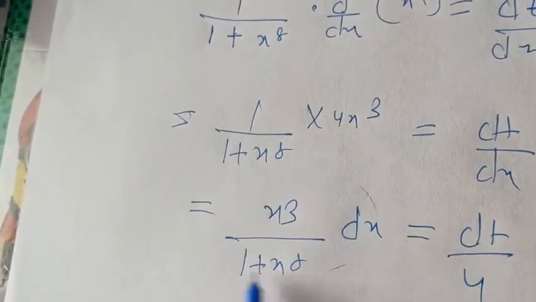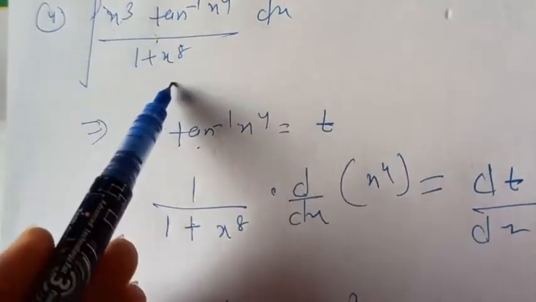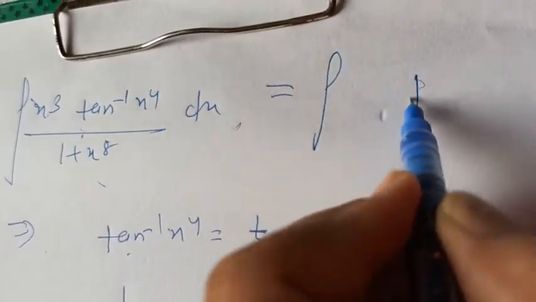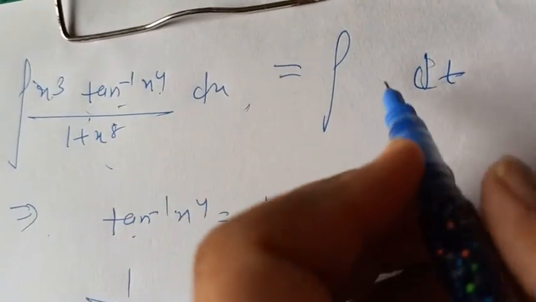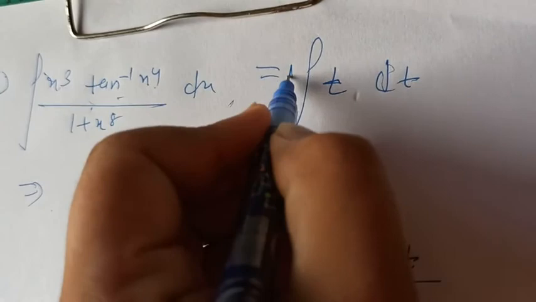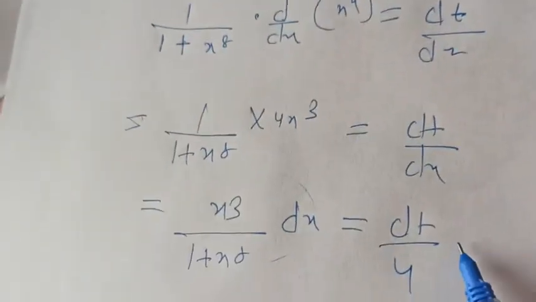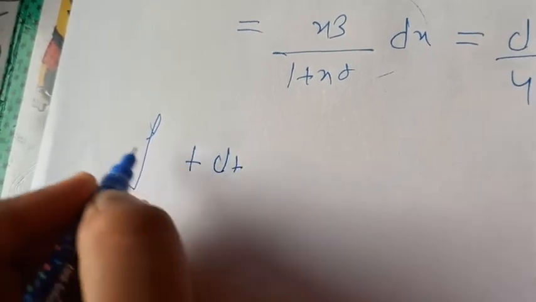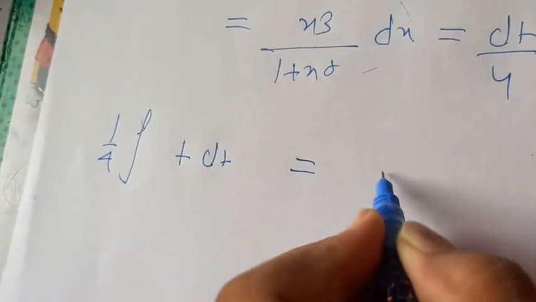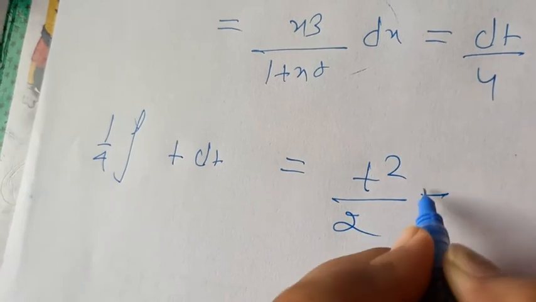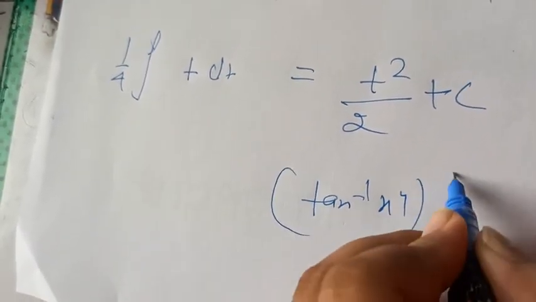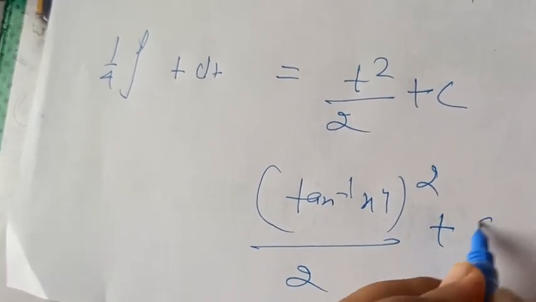So this value and this value are the same, so I can replace this value with dt, and this was my t. There was also a 1 by 4 with dt. So you get t dt times 1 by 4. Integration of t is t square by 2 plus c, and your t was tan inverse x^4, so (tan inverse x^4) whole square by 2 plus c, with the 1 by 4 factor. So this is your answer.